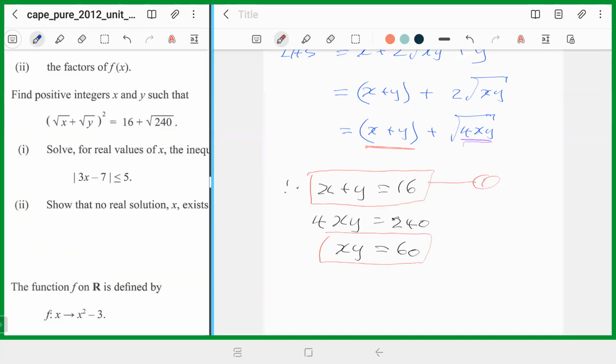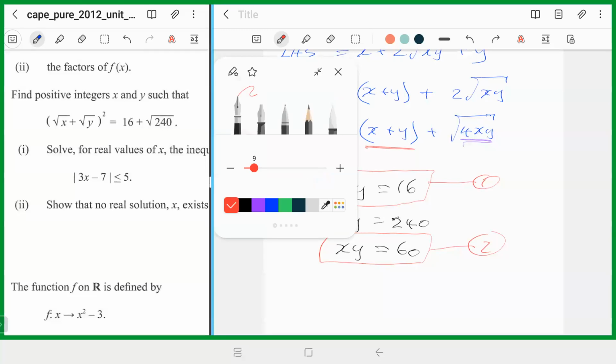These two equations are really very easy to solve, because we want the product to be 60 and the sum to be 16. What are the two values where the product is 60 and the sum is 16? Which two values are there? 10 and 6.